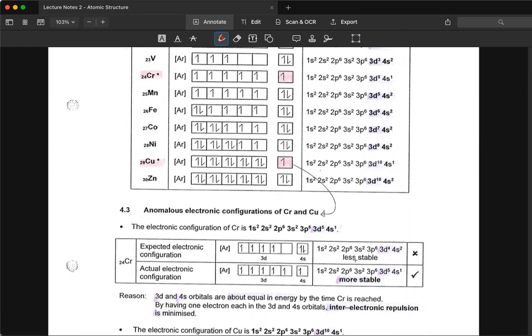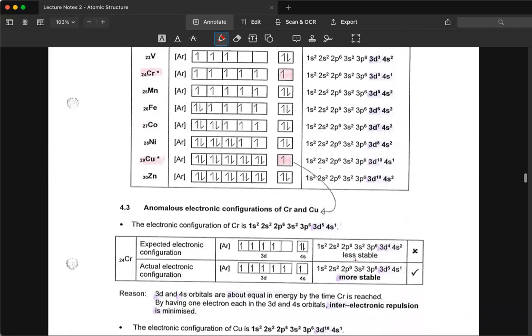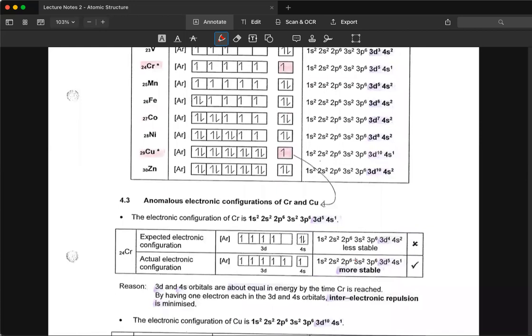However, this is not stable. So to allow for more stability, the electron from 4s is actually in 3d. This is a more stable electronic configuration. Since 4s and 3d orbitals are about equal in energy by the time chromium is reached. So by having one electron in each orbital, the inter-electron repulsion can be minimized. So having a half-filled subshell is actually more stable.